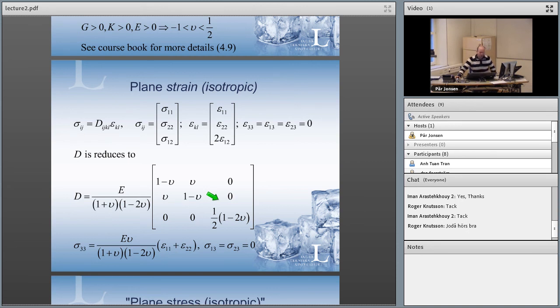Okay. Before we continue, I want to say we were restricting things because we had the symmetry planes and the material. We have isotropic material, but you can also simplify things depending on the kind of loading that you have. And this is one example, plane strain. Does everyone know what plane strain is?